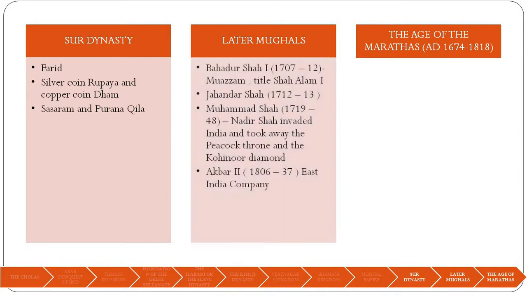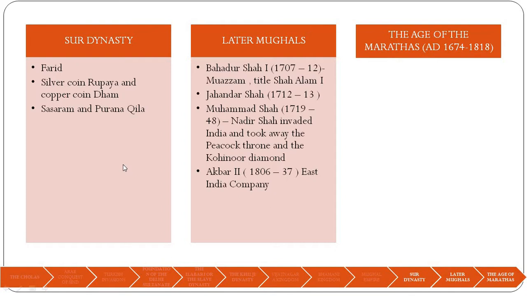Then came the later Mughals. First Bahadur Shah I. His original name was Muazzam and the title given to him was Shah Alam I. Then Jahandar Shah. He ascended the throne with the help of Zulfikar Khan and abolished jizya. Then Muhammad Shah. Nadir Shah invaded India and took away the peacock throne and the Kohinoor diamond. So it was in Muhammad Shah's reign that the Kohinoor diamond was taken away. It's important to notice it here.